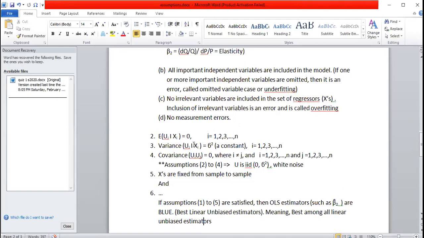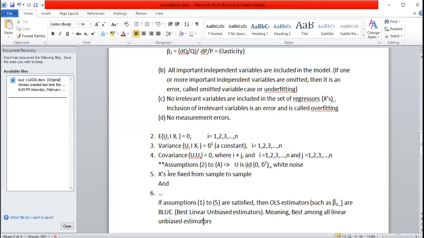That's a crazy thing to say, that two people are exactly the same, but no, you are not twins, you are not even cousins. You don't know each other. You are totally independent of each other. That is the covariance thing, making sure covariance is 0, making sure that they are not related. And together, assumptions 2 to 4 are saying that U is identically and independently distributed with mean 0 and variance sigma square, which is a white noise. And also the X values are not random. They are exactly the same from sample to sample.